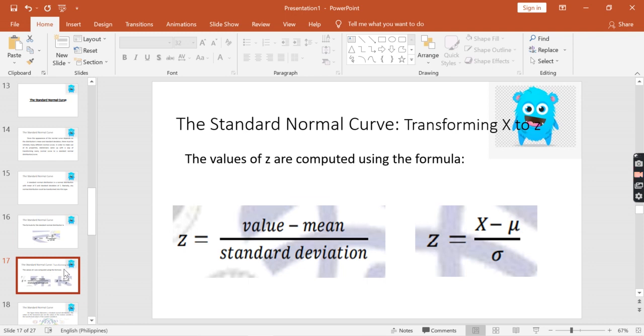So, standard normal curve: transforming x to z. The values of z are computed using the formula z is equal to value minus mean over standard deviation, or in notation, z equals x minus mean over standard deviation, where x is the normal value. We are using this formula to transform our normal curve to a standard normal curve. Remember this. This is very important for us.